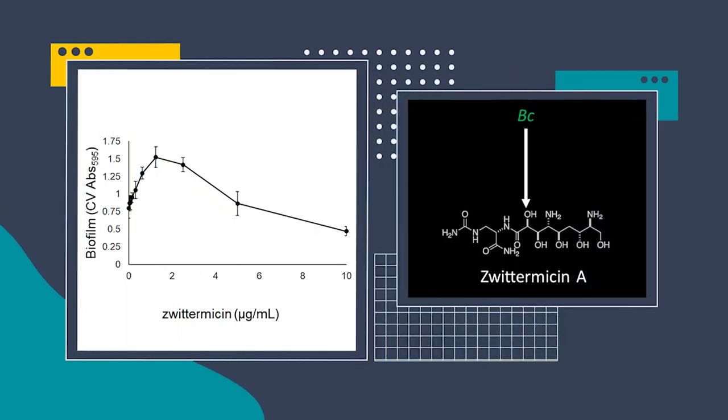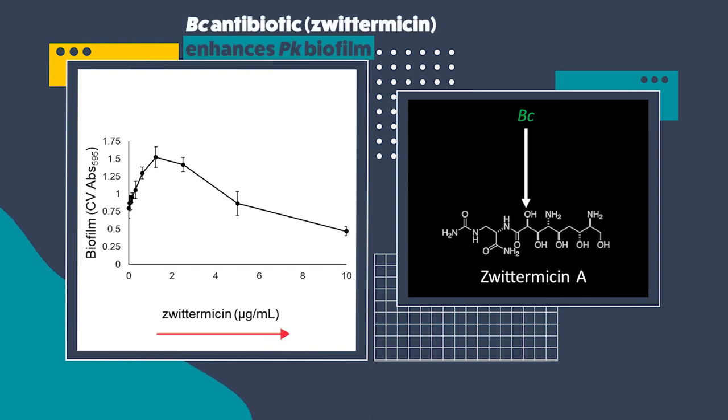So we did a simple experiment where we grew PK with differing concentrations of the zwittermycin, which you can see on the horizontal x-axis. And you can see that when we get a certain concentration of the zwittermycin, then the PK biofilm formation almost doubles, as you can see on the vertical y-axis, relative to the level we reach without zwittermycin, indicating that perhaps zwittermycin is not just acting as a killing molecule, as we usually expect for antibiotics, but it may also be acting as a signaling molecule, telling PK, hey, I'm around, let's make a biofilm together.